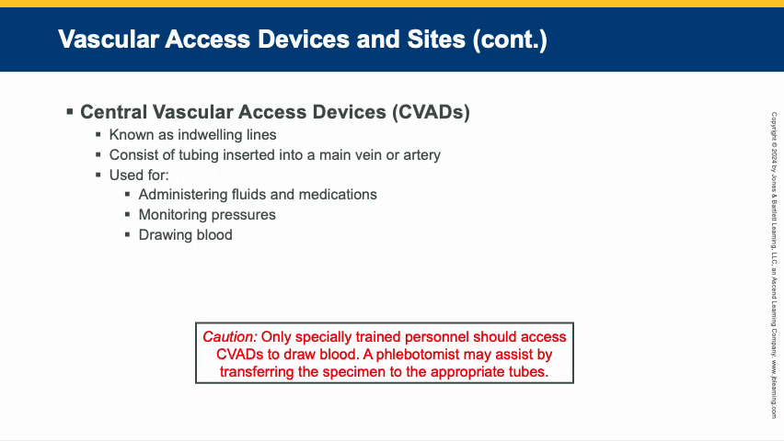A central vascular access device, also called an indwelling line, consists of tubing inserted into a main vein or artery. They are primarily used for administering fluids and medications, monitoring pressures, and drawing blood. Having a CVAD is practical for patients who need IV access for an extended period and is beneficial for patients who do not have easily accessible veins.